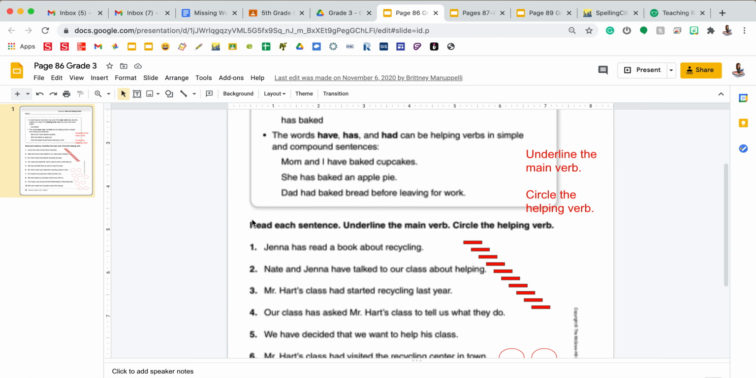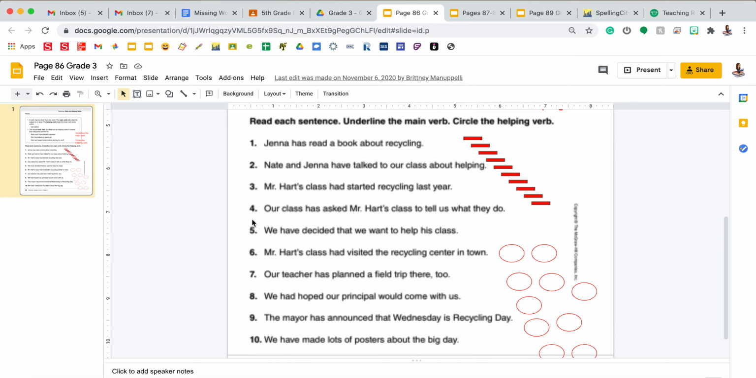She has baked an apple pie. Has is your helping verb, and again, baked is your main verb. Dad had baked bread before leaving for work. Had is your helping verb, and baked is your main verb. On this page, you're going to read each sentence and underline the main verb and circle the helping verb. One clue to help you is that helping verbs are always right before the main verb.